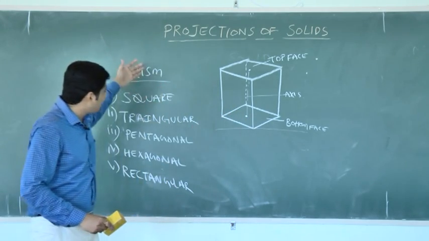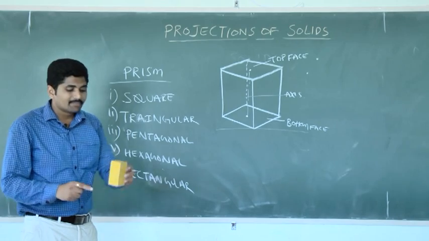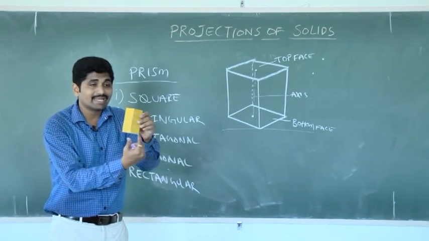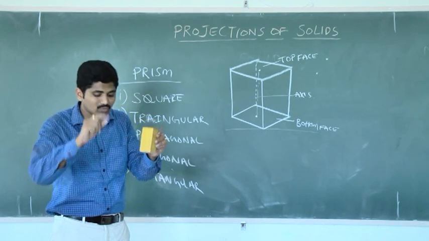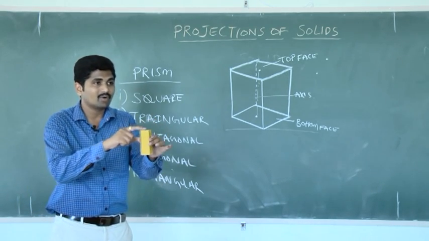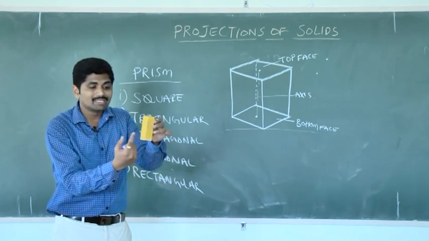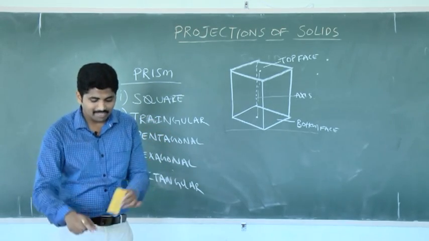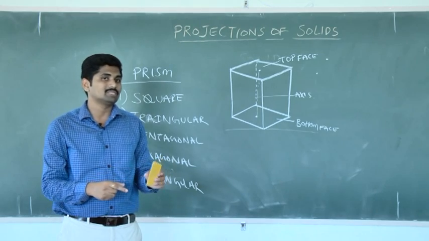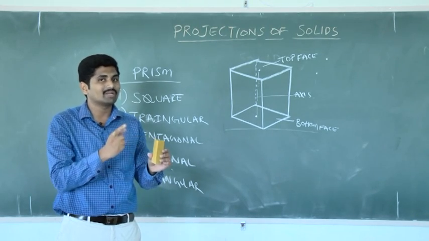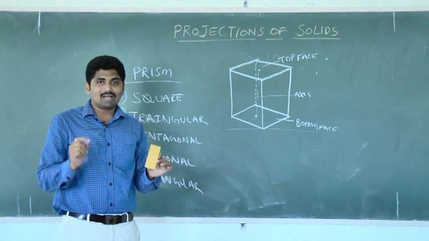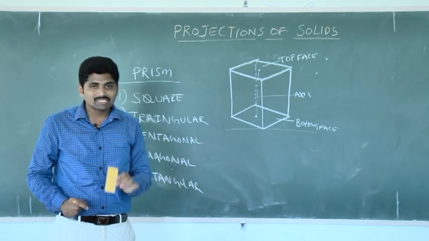These are all the types of prisms. If the top face and bottom face are square and the surrounding faces are rectangles, it is called a square prism. If the top and bottom faces are pentagonal and the surrounding faces are rectangles, it is called a pentagonal prism, right? And the triangular prism: if the top face and bottom face are triangles and the surrounding faces are rectangles, then it is called a triangular prism. These are the prisms we have.